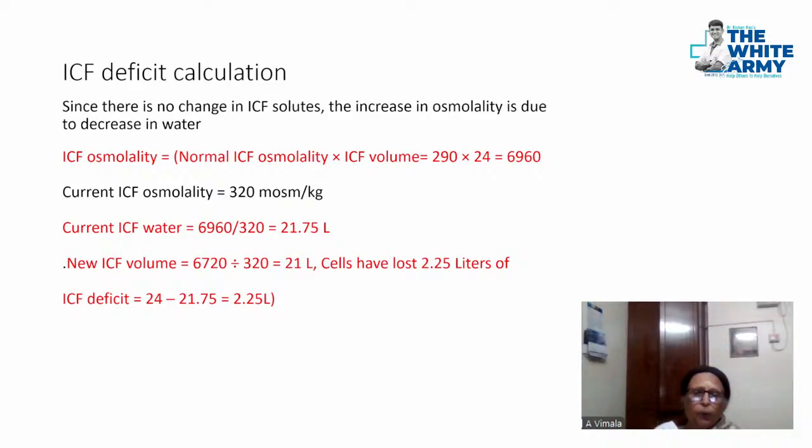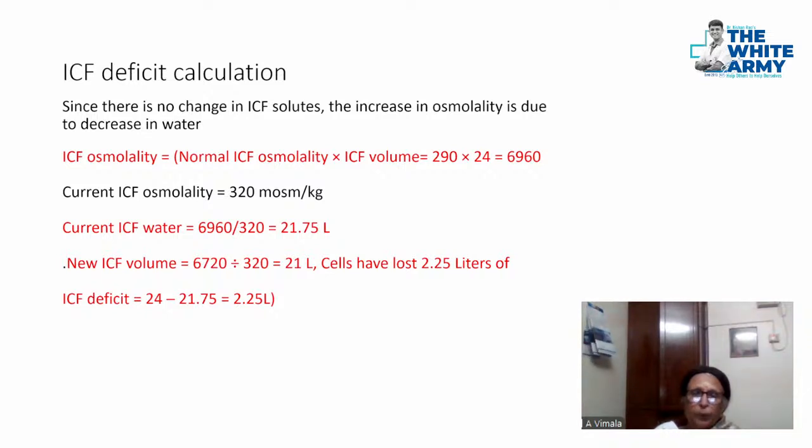For that, we should know what should be the total ICF osmolality. So we are multiplying 24 liters, that is the intracellular water of this 50-year-old, 60 kg man. That is 24. The total ICF osmolality is 6960. Osmolality per liter is 320. If the total osmolality is 6960 and 1 liter or 1 kg contains 320, the patient should have 21.75 liters of fluid inside the cell.